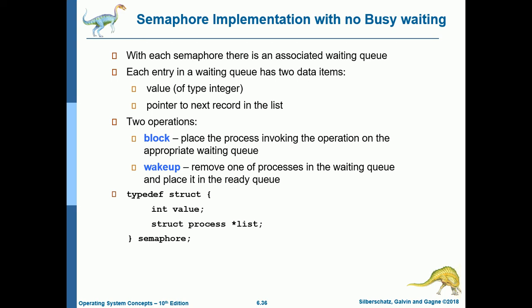Semaphore implementation with no busy waiting: with each semaphore there is an associated waiting queue. Each entry in a waiting queue has two data items: a value of type integer and a pointer to the next record in the list. We have two operations. Block places the process invoking the operation on the appropriate waiting queue. Wakeup removes one of the processes in the waiting queue and places it in the ready queue. We have a typedef struct with an int value and a struct process pointer list, and this is the semaphore data structure.